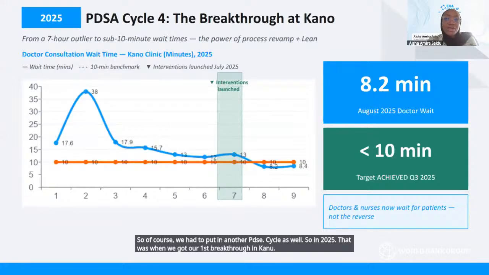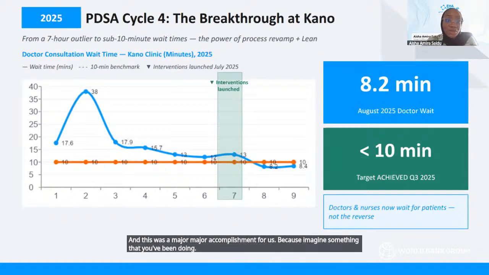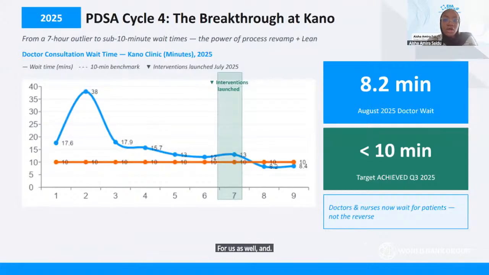And this was a major accomplishment for us, because imagine something that you've been doing since 2022, right? So 2025 was a major breakthrough. We celebrated ourselves and were able to meet our benchmark of 10 minutes, which was even less, about 8.2 minutes, right? This was like an overhaul of a process revamp for us as well, and of course, also embedding lean in how we were able to revamp this process.